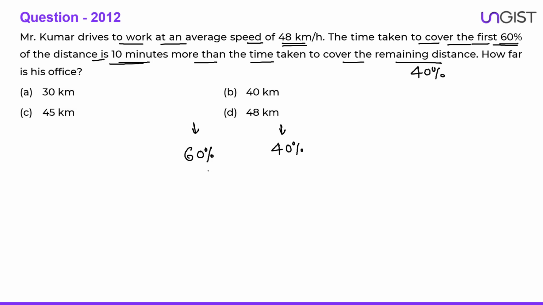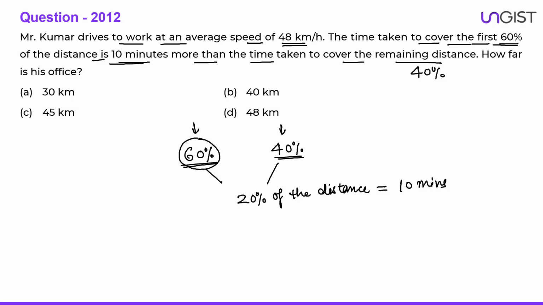So here, the difference of the distances covered is 20% of the distance, right? And the question is saying he is covering this 20% in 10 minutes, right? Guys, please try to relate it. The question is saying for the first 60% and the remaining distance, so obviously the difference is 20% of the distance. He is covering 20% of the distance in 10 minutes because the question is saying this 60% is being covered in 10 minutes more than the remaining distance, right? So 20% of the distance is being covered in 10 minutes.